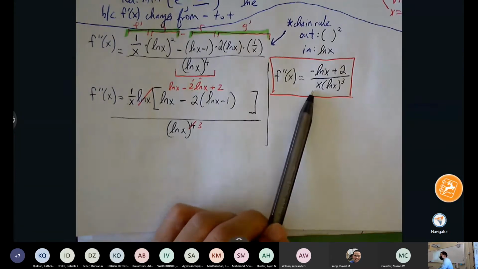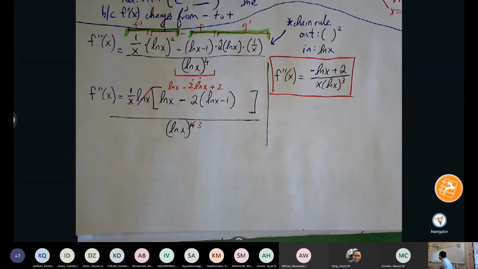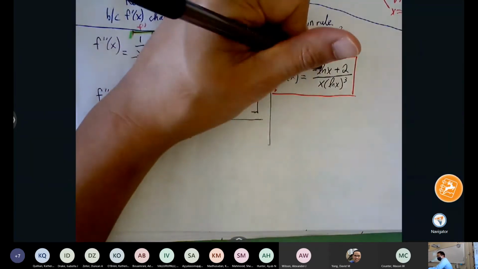Okay, it's a lot more manageable here, right? Because we're going to have a much easier time finding critical points once it's in this form. Okay, questions? Okay, where do we look for critical points? Numerator or denominator. Yeah, both locations.